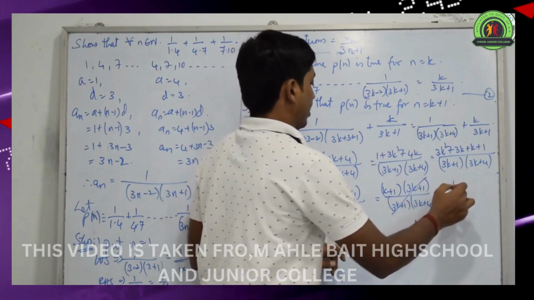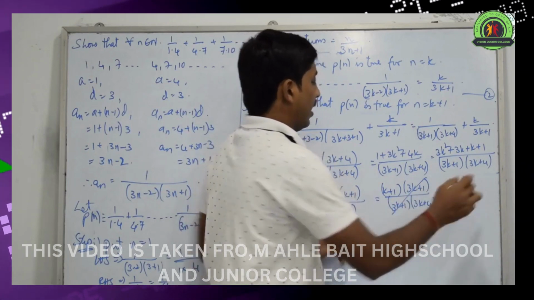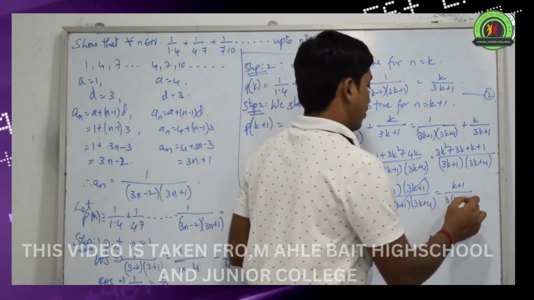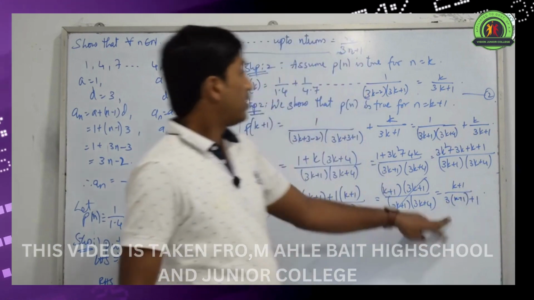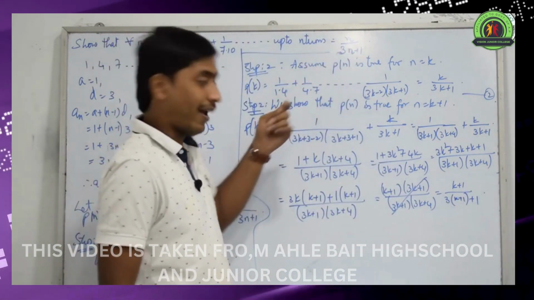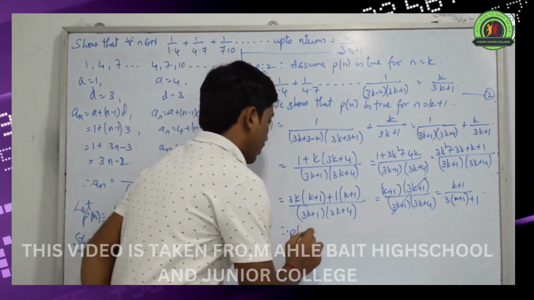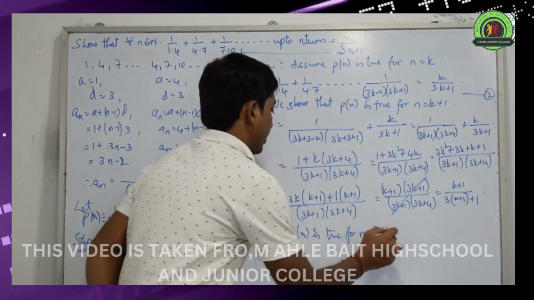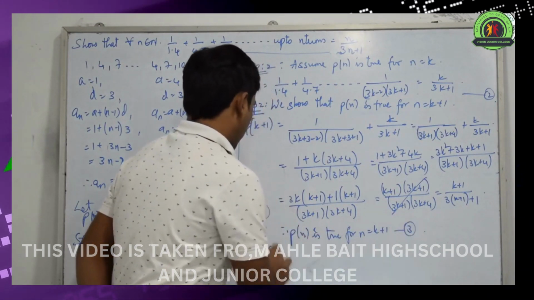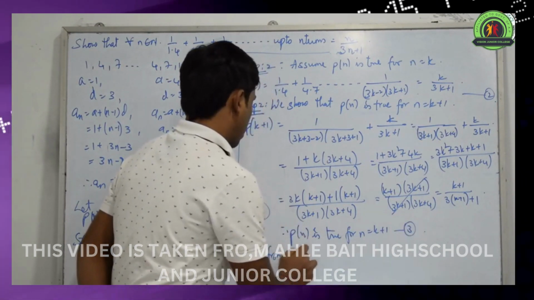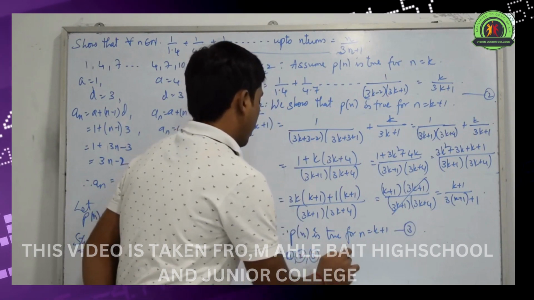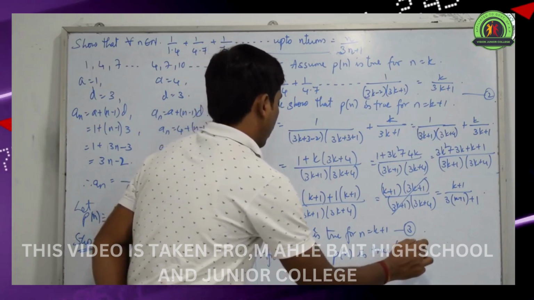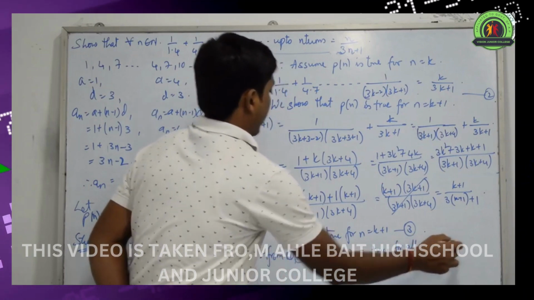These both will get cancelled. What is left? K plus 1 divided by, can I write 4 as 3 plus 1? So we can take it as k plus 1 as common plus 1. Right? Is it not same as in the question? Yes, right? Fine. Therefore, P of n is true for n equal to k plus 1. Therefore, from 1, 2, 3, P of n is true for all n belongs to N.